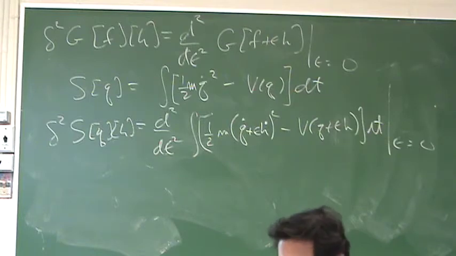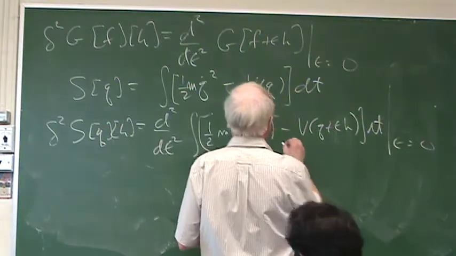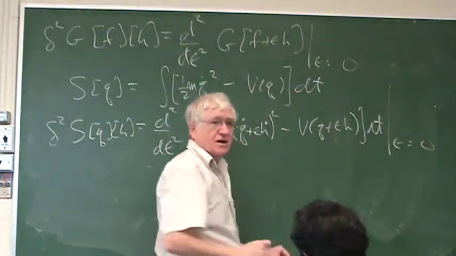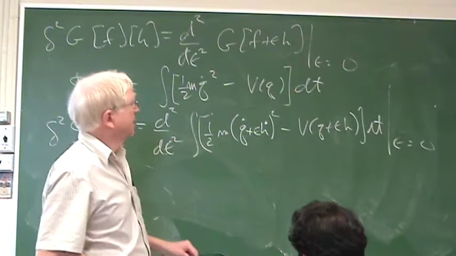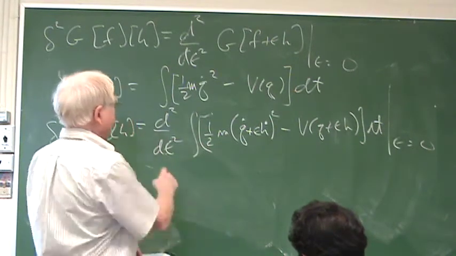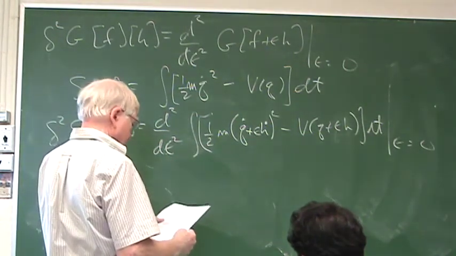Is it supposed to be v dot? No, there's no v dot. There are dots here, no dots there. V is the potential energy, but you don't differentiate it. Oh, I see, yeah, there are dots because they're already, yeah, sorry.